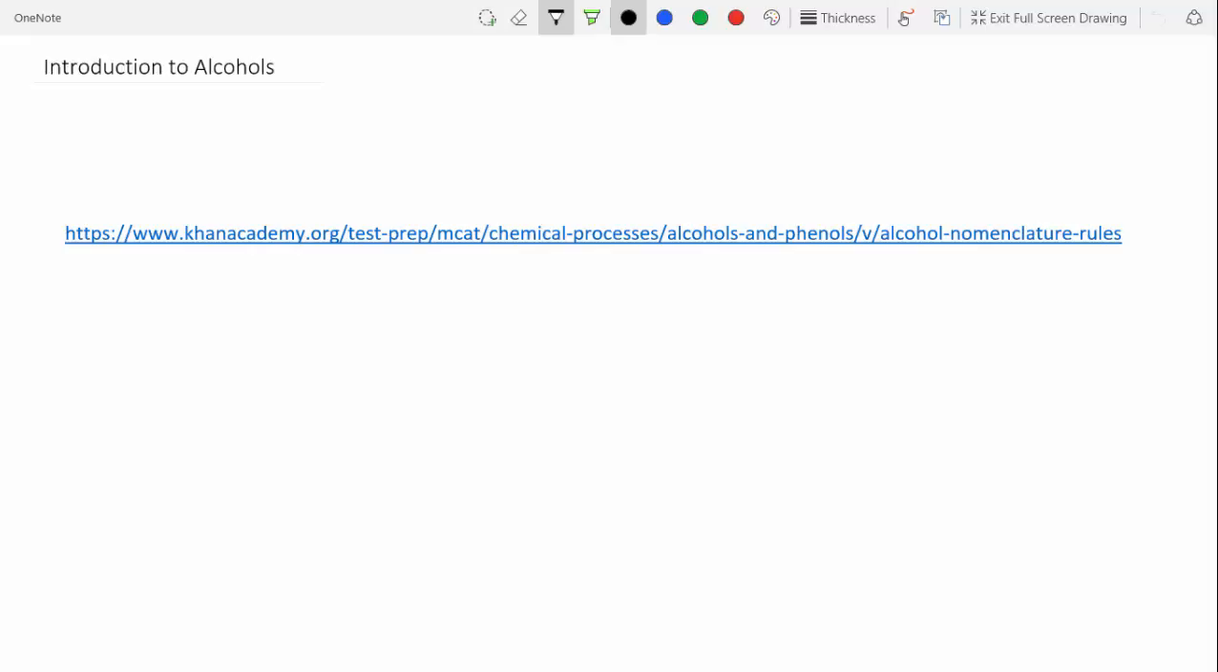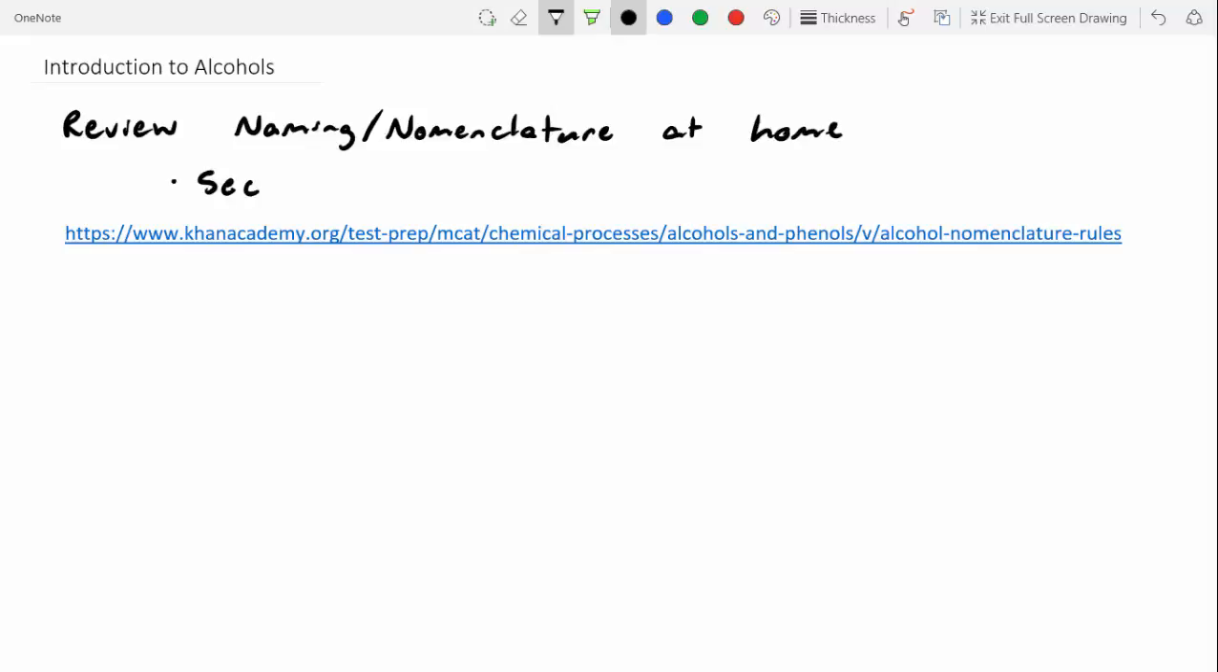Alcohol chemistry is not too bad. There's only a handful of new reactions, but there are a couple of things that I want you to review at home. I want you to review naming or nomenclature at home. There are two different ways you can do that. You've got section 13.1 in your textbook, or you've got this Khan Academy link.